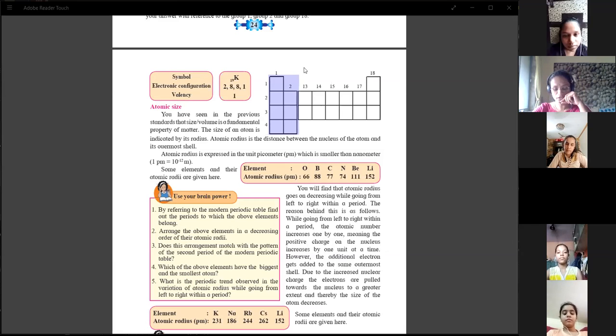Continue from the previous lecture, page number 25. Now, in this lecture, we are going to discuss a new concept, atomic size.